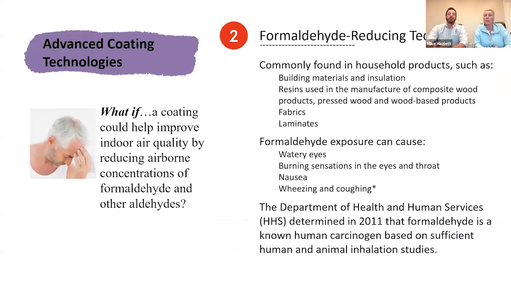All right, so what if a coating could help improve the indoor air quality by reducing airborne concentrations of formaldehyde and other aldehydes? As we mentioned, it's commonly found in household products, your building materials, any insulation, your flooring, fabrics, curtains, anything has formaldehyde in it. And some people are extremely sensitive to this. They can get a burning in their eyes and their throat, nausea, wheezing and coughing. The Department of Health and Human Services determined in 2011 that formaldehyde is a known human carcinogen based on sufficient human and animal inhalation studies.